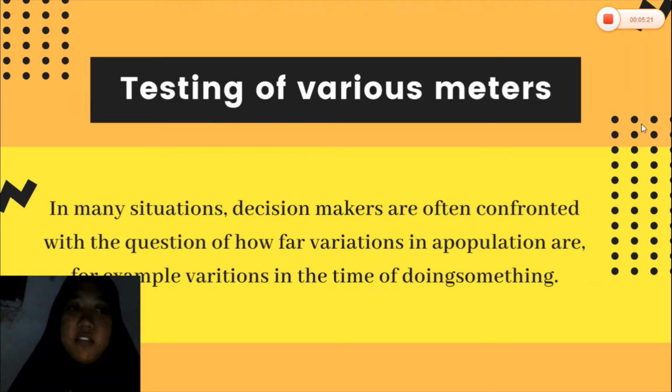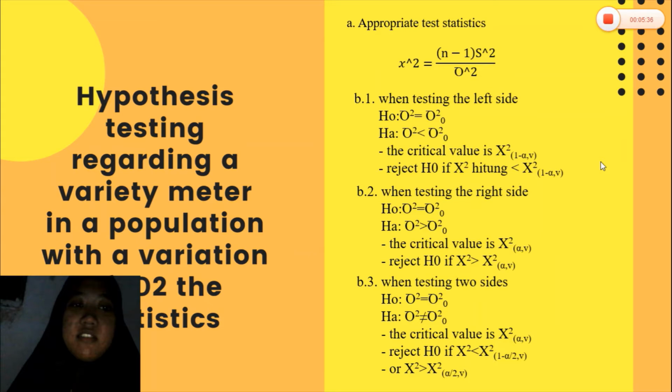Testing of variance. In many situations, decision makers are often confronted with the question of how large the variation in a population is, for example, variation in the time of doing something. Hypothesis testing regarding the variance in a population with a chi-square statistic. Appropriate test statistic. When testing the left side. When testing the right side. When testing two sides.